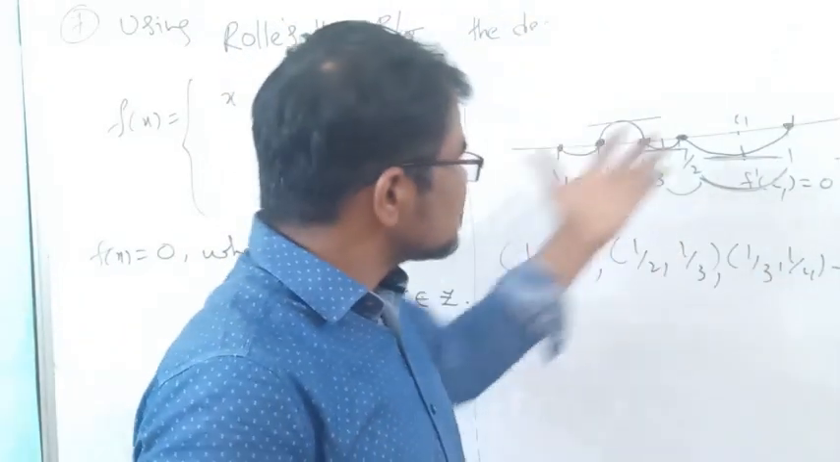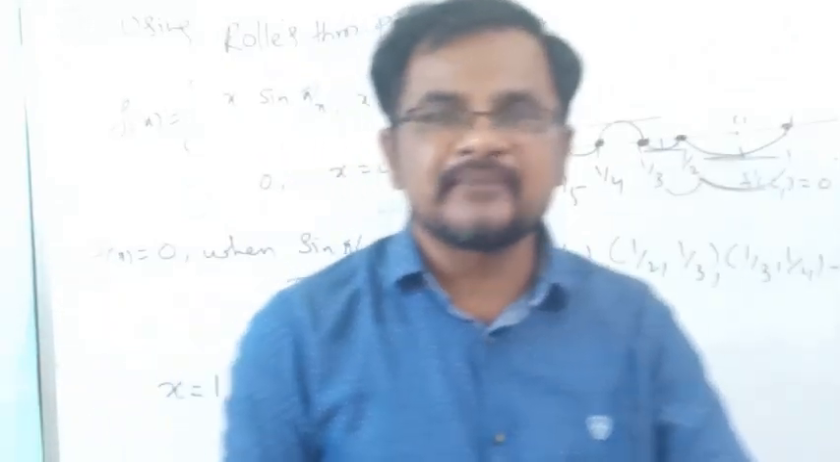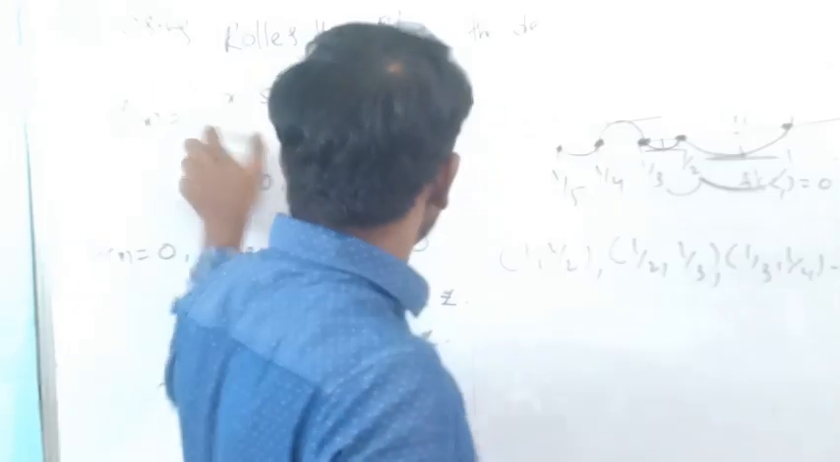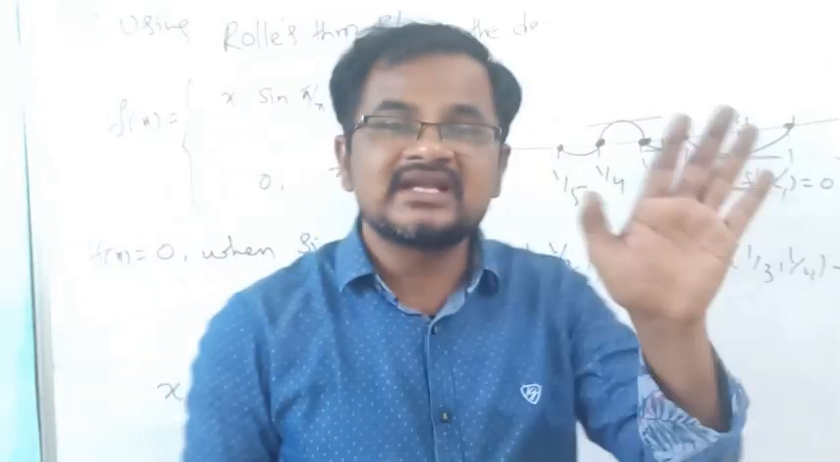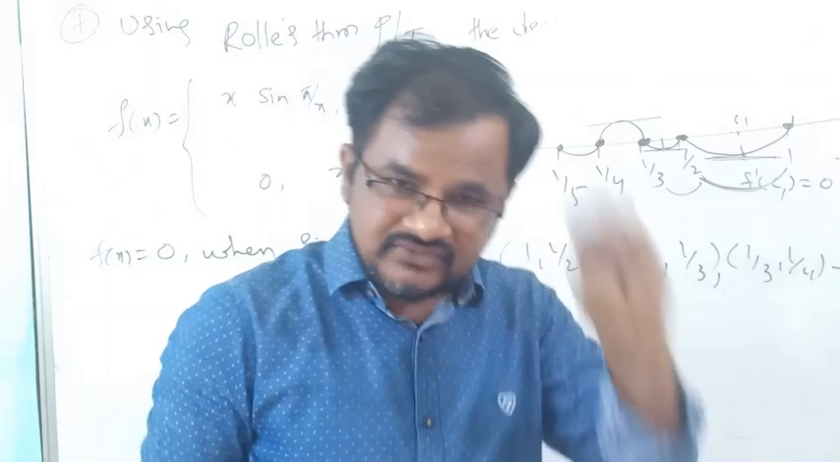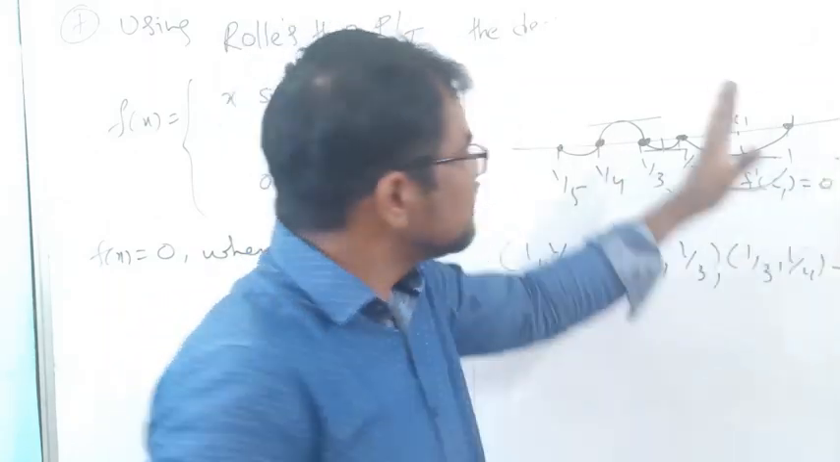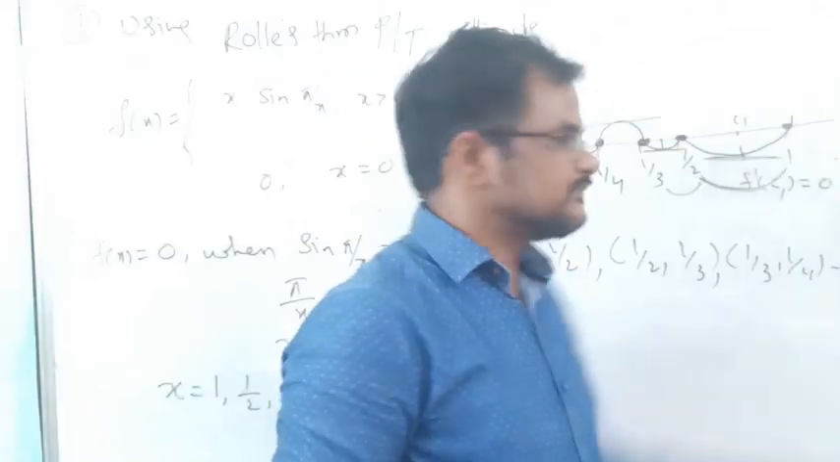Means for f dash x equal to 0, how many values satisfy? Infinitely many values. So the first derivative of this function has infinitely many zeros. Means at infinitely many values the function vanishes. Means f dash x is 0 in between 0 comma 1, right?